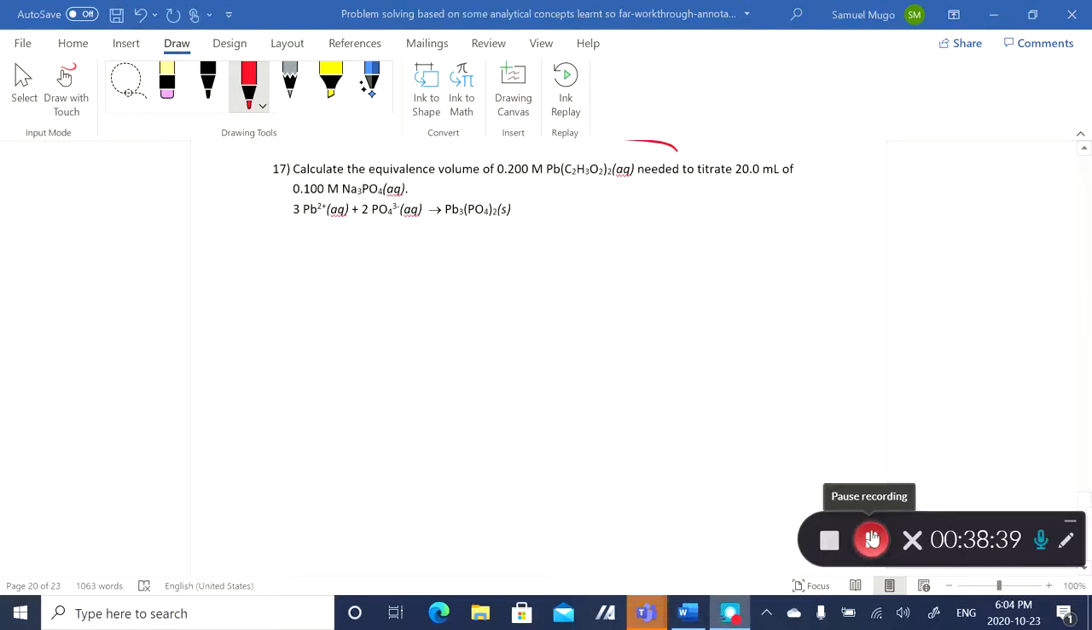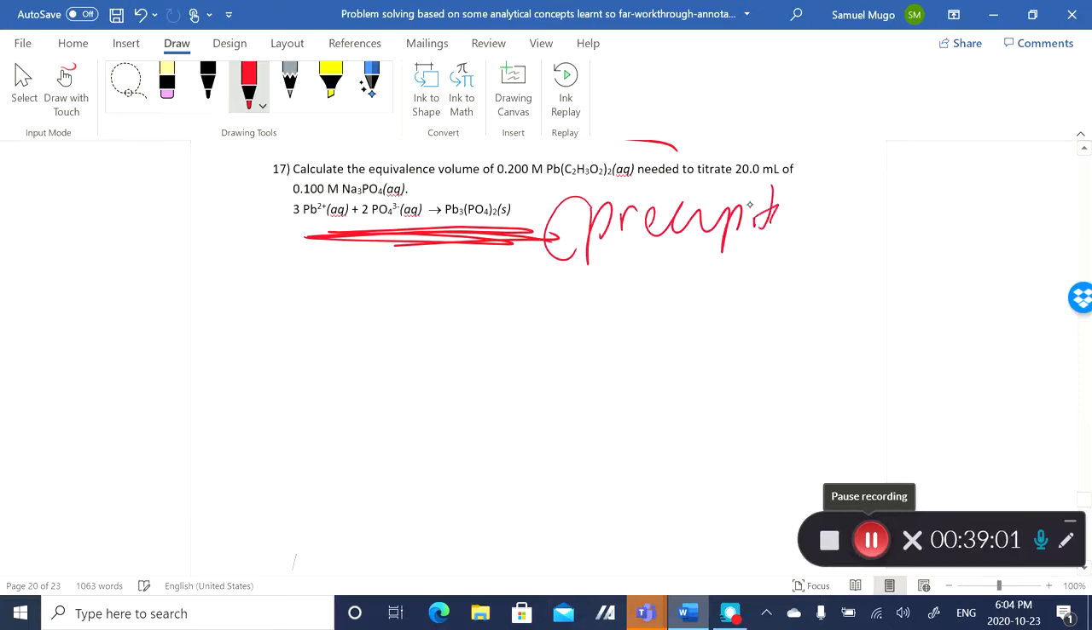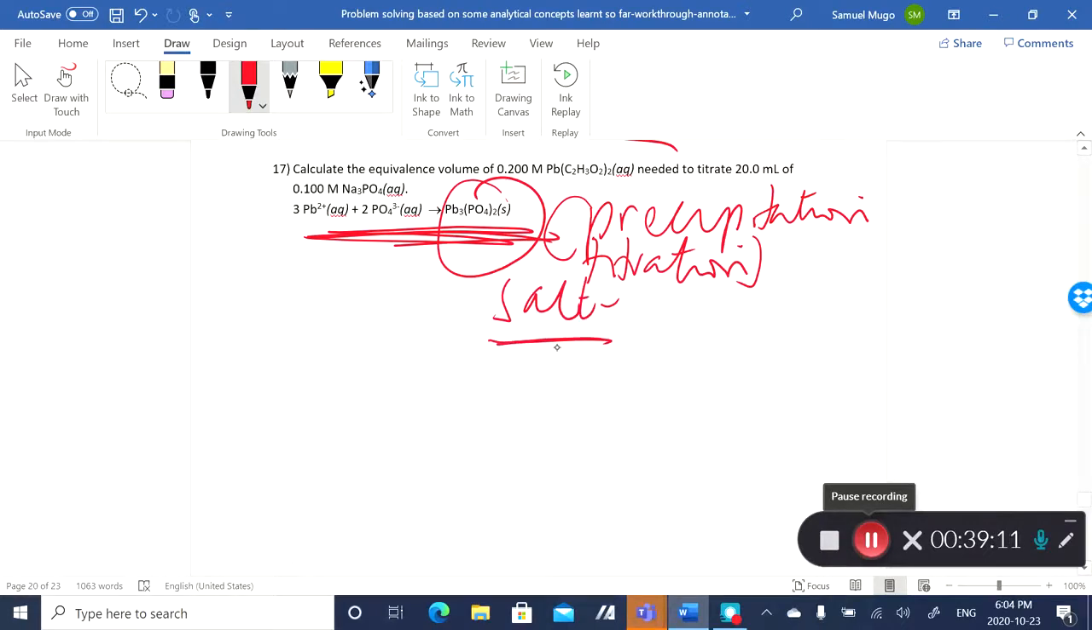The next problem, maybe I'm beating this to death, is to calculate the equivalence volume, because I really want you to understand the equivalence volume. You use it a lot in industry, in volumetric titration. That's your titration reaction, and you can see it's a precipitation titration. By precipitation titration I mean the product is a salt. It's precipitating. So in this case, how do you calculate the equivalence volume?